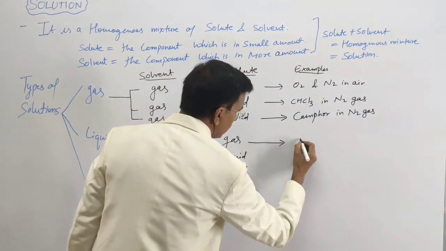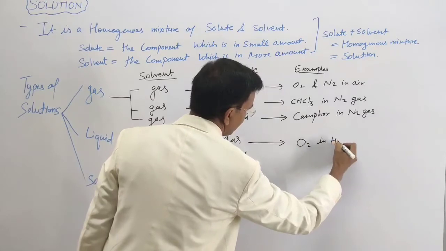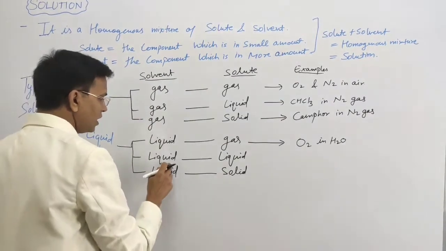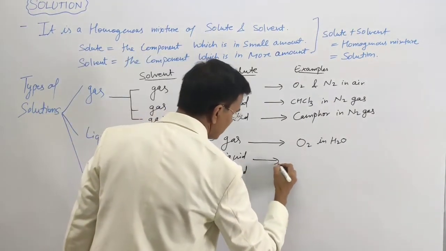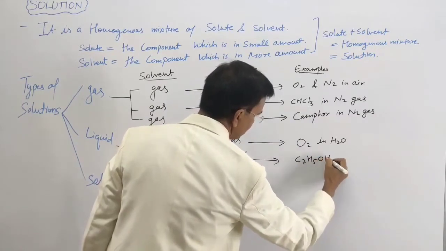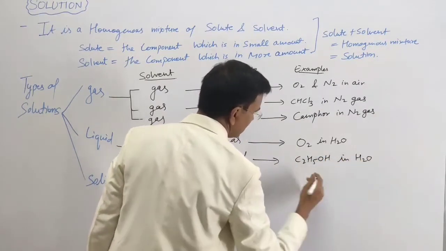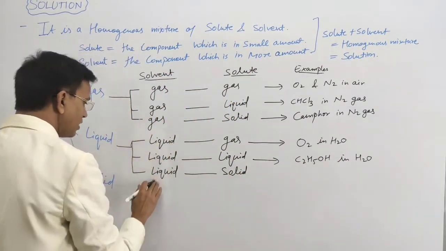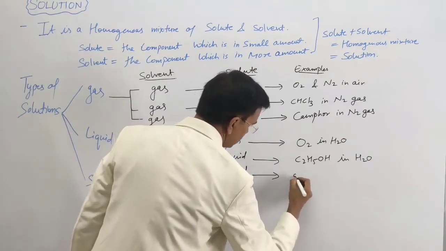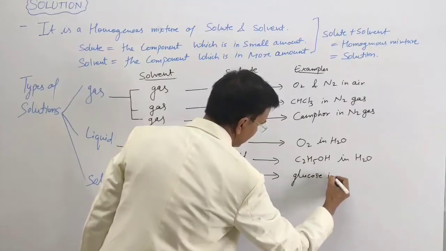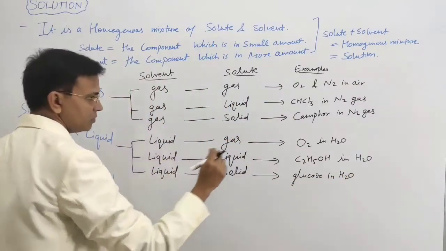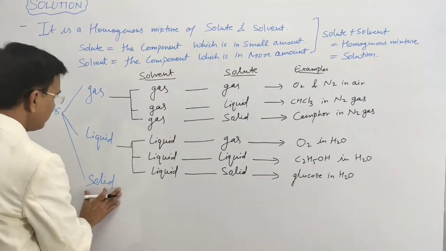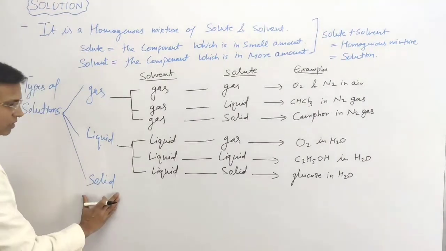So here the examples: gas dissolved in liquid, the example is oxygen in water, right? Now liquid in liquid, it is ethyl alcohol in water, liquid dissolved in liquid. Now solid dissolved in liquid. So it is glucose in water, solid dissolved in liquid. So the solution, right?